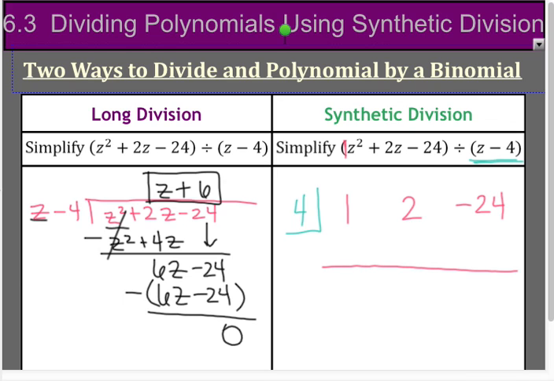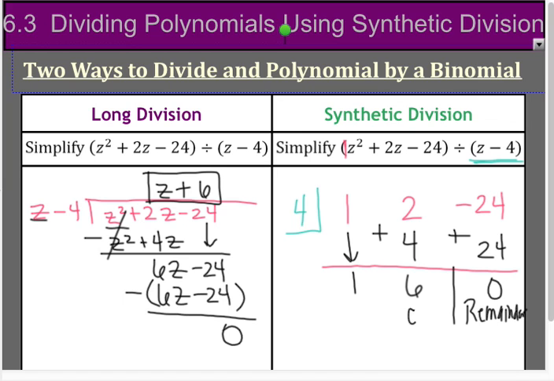So the first thing you do is you always bring down that first value, so it's 1. So I take 4 times 1 is 4. Then I add. 2 plus 4 is 6. Then again, I multiply. I have 4 times 6, which is 24. And then once again, I add, and I get 0. The last number is always your remainder. Okay. And then you just work your way up for your answer.